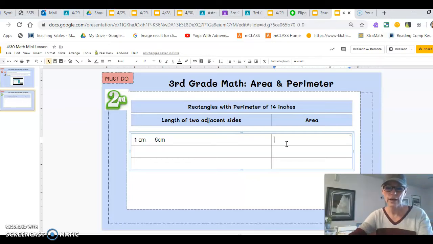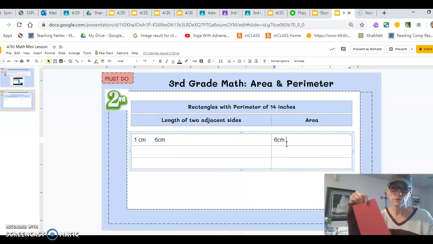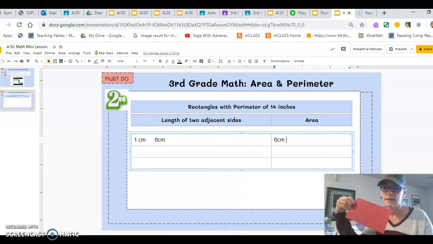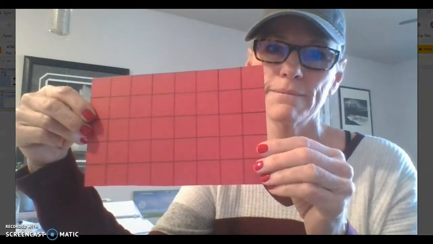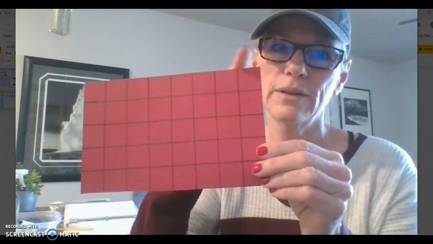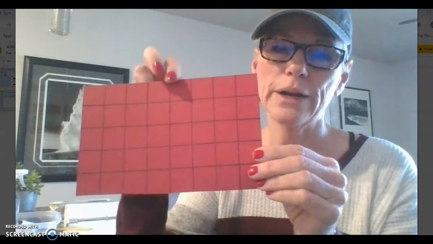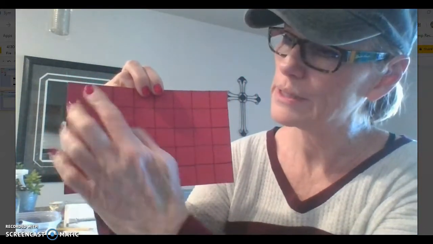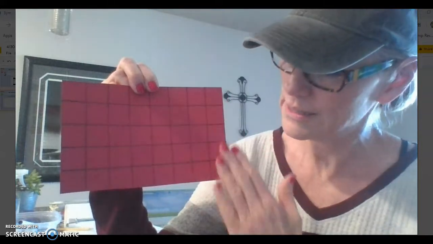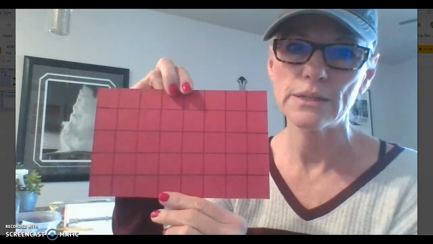6 square centimeters. I have also some props here, just to clarify again what area is. I made some examples. Here's a rectangle, and what area means is how many squares could I put inside of the shape? That's what area means.